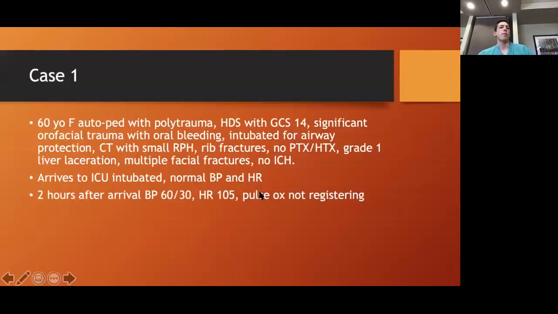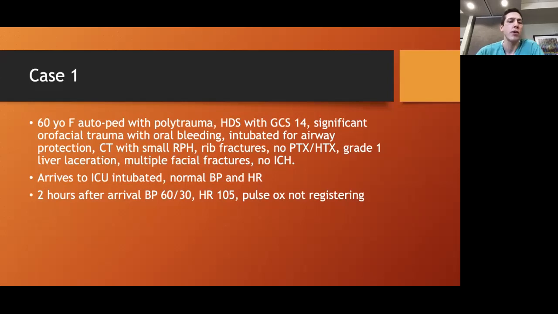So case one, this is a 60-year-old female who was pedestrian struck, suffering polytrauma. She presented hemodynamically stable with a GCS of 14 and significant orofacial trauma and oral bleeding. She was intubated for airway protection, and CT revealed a small retroperitoneal hematoma, multiple rib fractures but no pneumo or hemothorax, and a grade 1 liver laceration, as well as multiple facial fractures but no intracerebral hemorrhage.